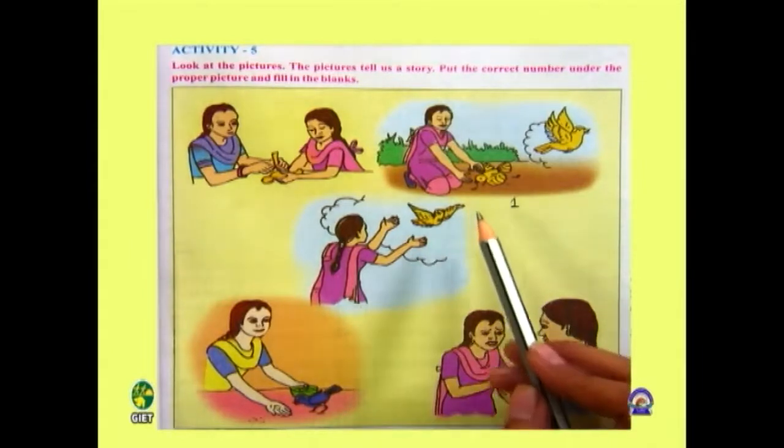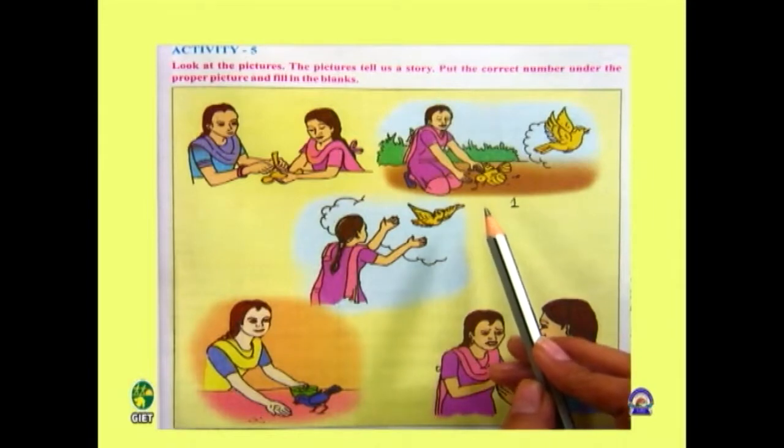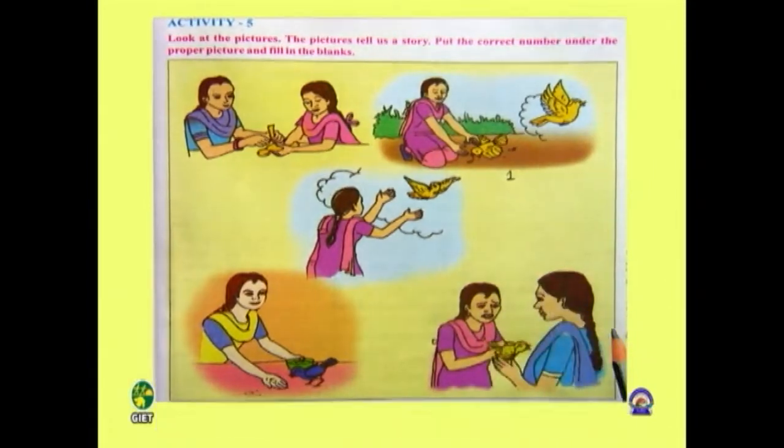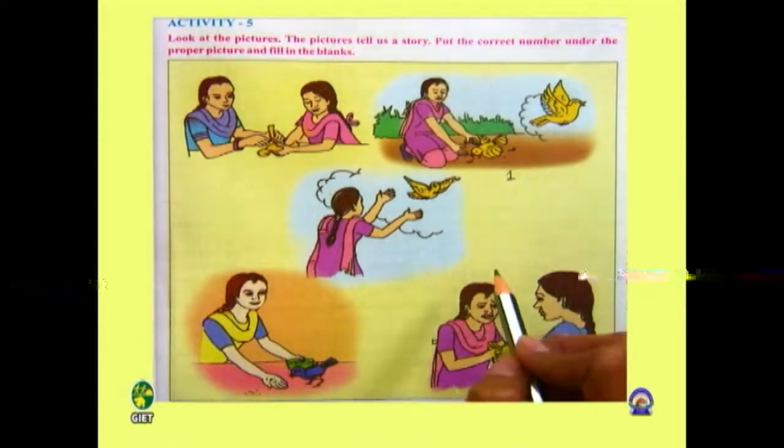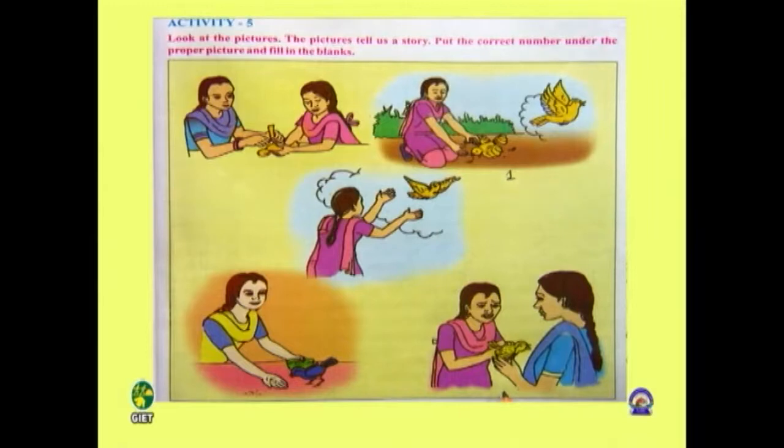What did this girl do after seeing this wounded bird? Yes, you are right. The girl is showing this wounded bird to her mother. So write down number 2 below this picture. The girl went home and showed the bird to her mother.